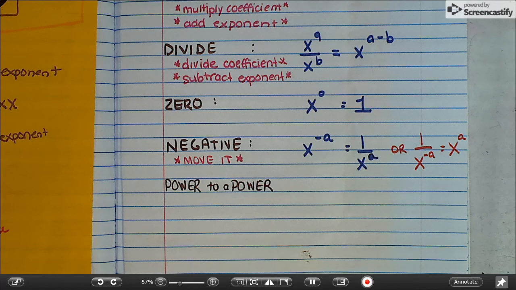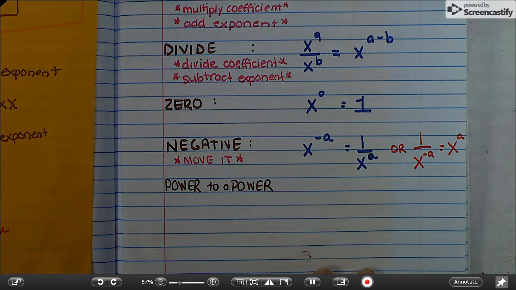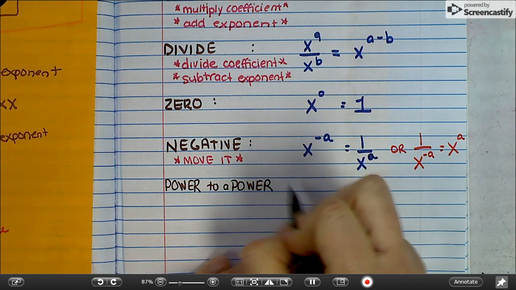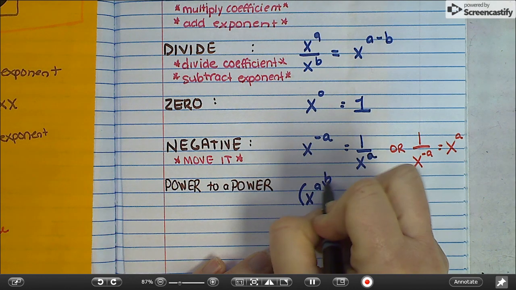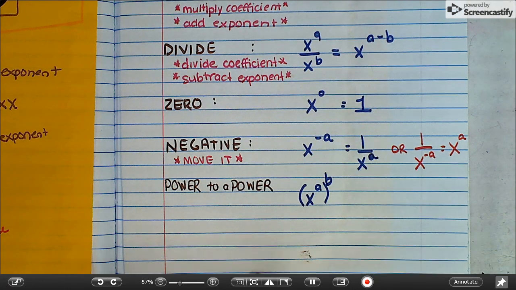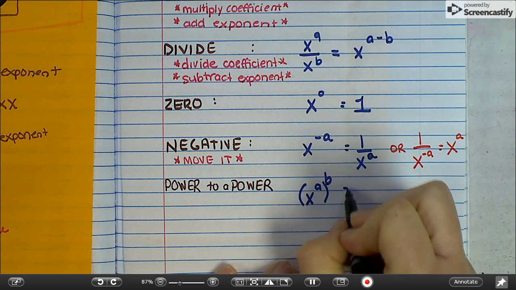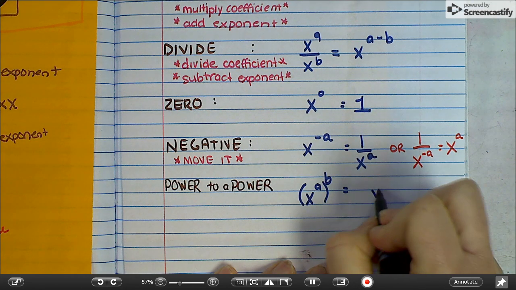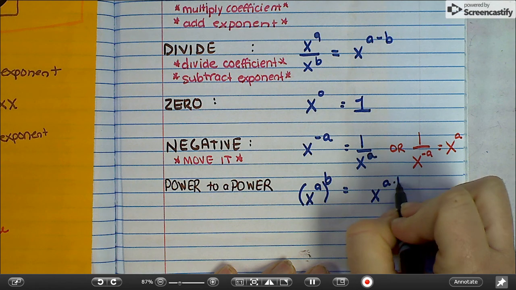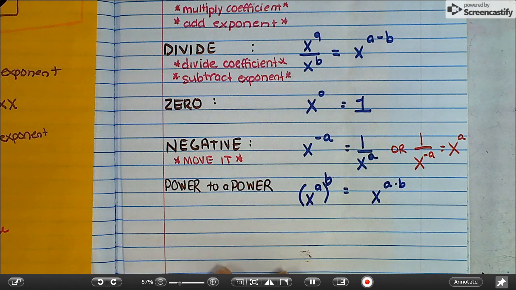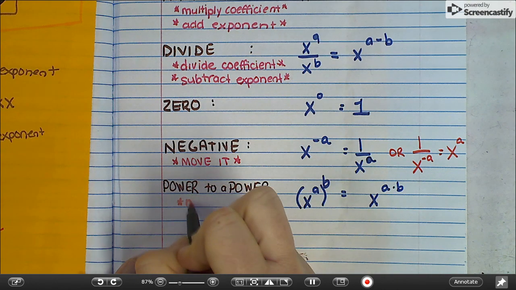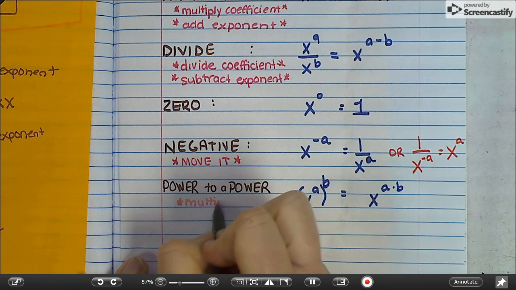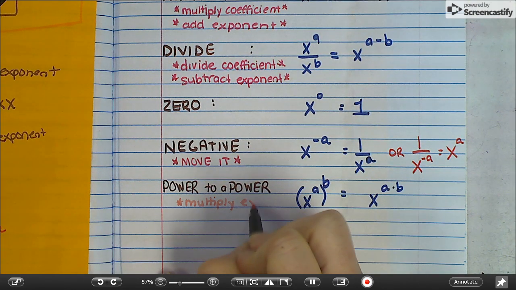And with the power to a power property, it would look something like this. X to the a, and then the whole thing to an exponent itself. The rule is that you multiply them. So it's going to be x to the a times b. And I'll give you an example in just a minute. So we'll say multiply exponents.